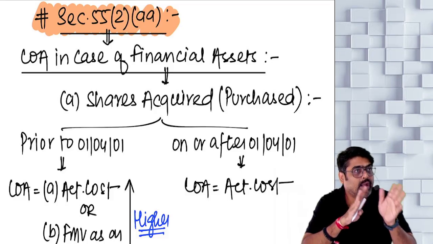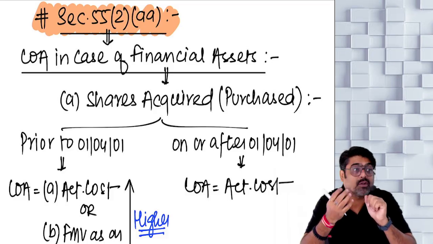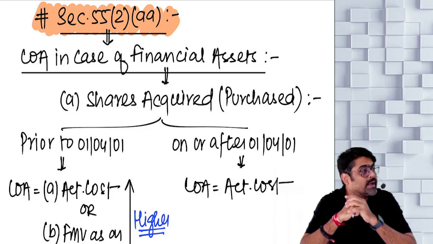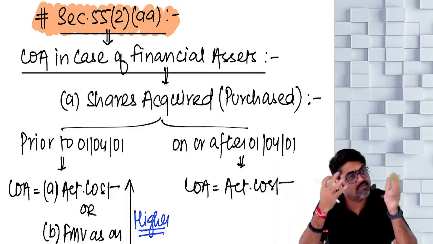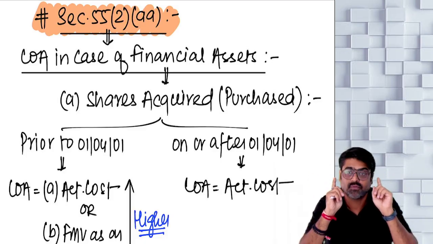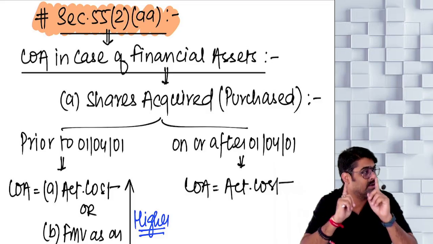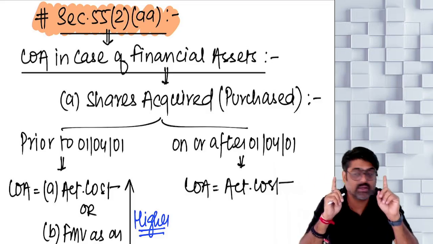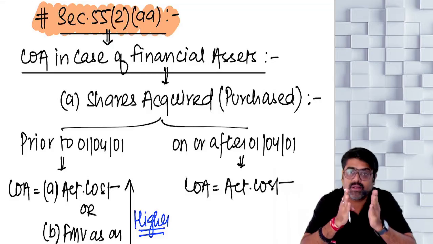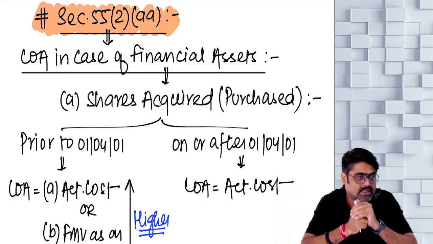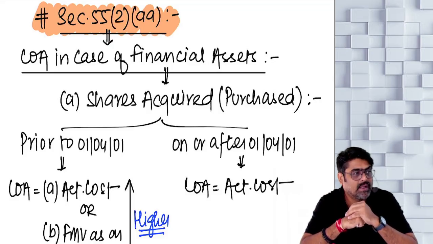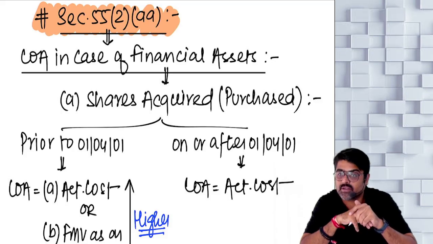But under 55(2)(a), here we don't get that option to take fair market value as of 1st April 2001. Other than this, for every asset we can take fair market value as of 1st April 2001 as cost. I told you yesterday. Now under section 55(2)AA, the cost is defined for financial assets.